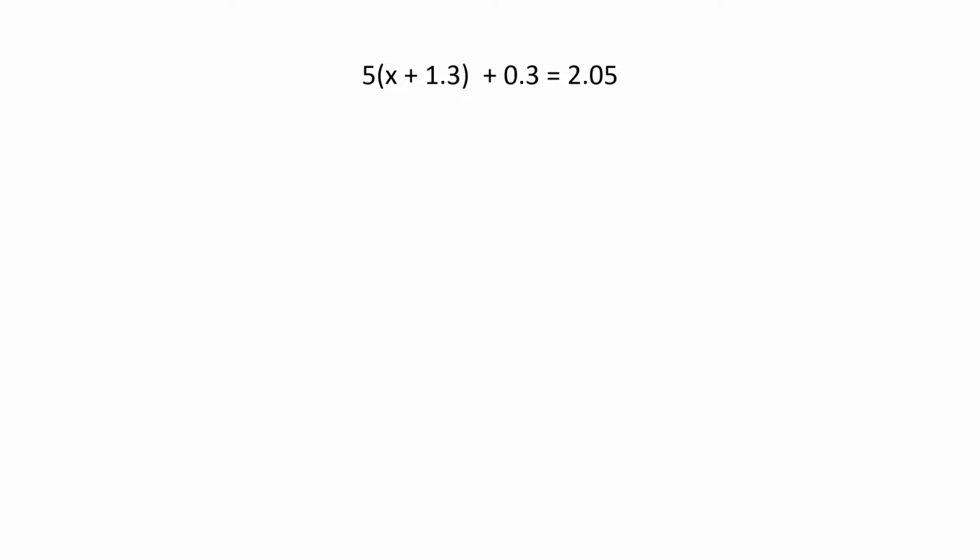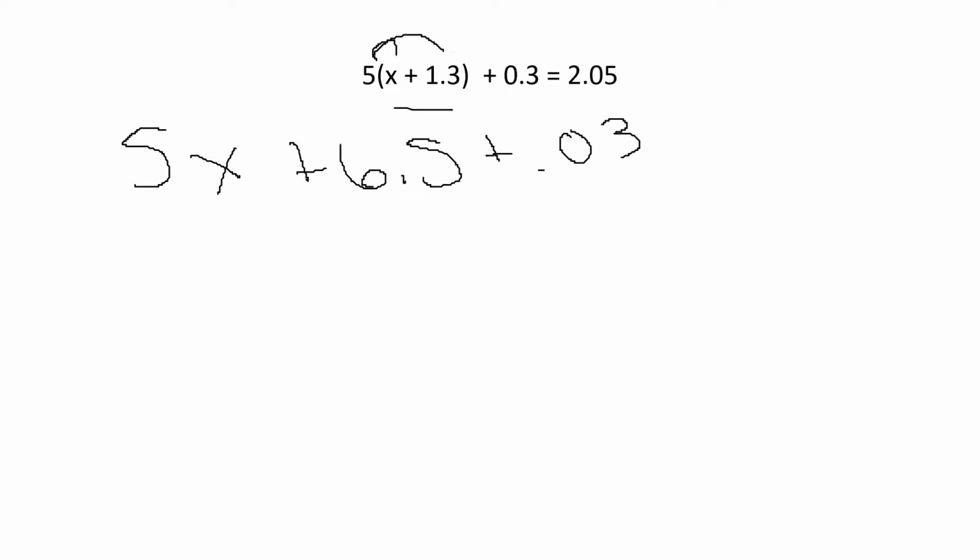First thing we're going to do before we work on eliminating our decimals is we're going to distribute this out. Okay, I'm going to start inside my parentheses. I can't do anything inside, so I'm going to look outside. 5 times x is 5x. 5 times 1.3 is 6.5. Now bring everything down that I'm not using.